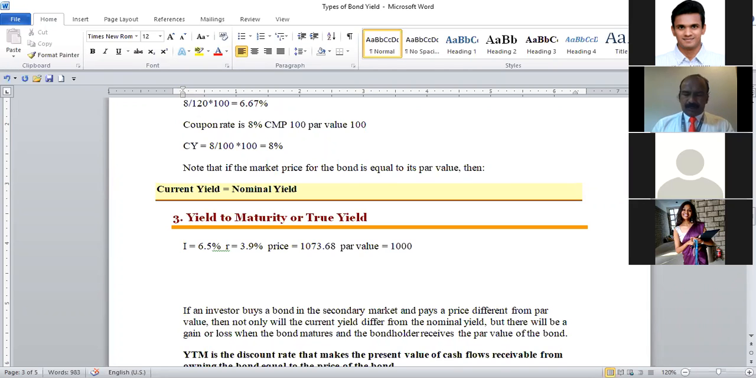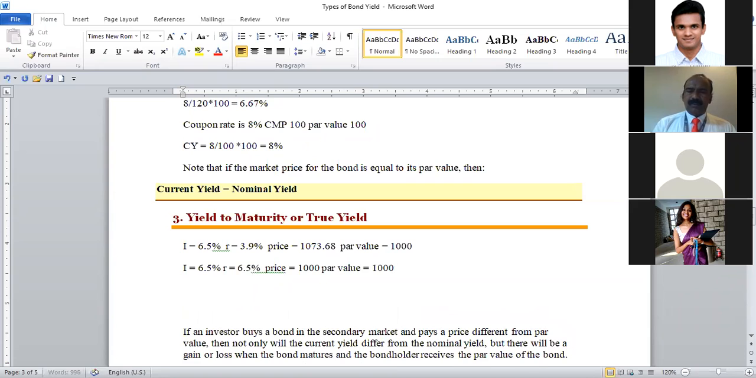Now, I is equal to 6.5 and yield is equal to 6.5. So yield is equal to R. The price is 1000, and par value is also 1000.